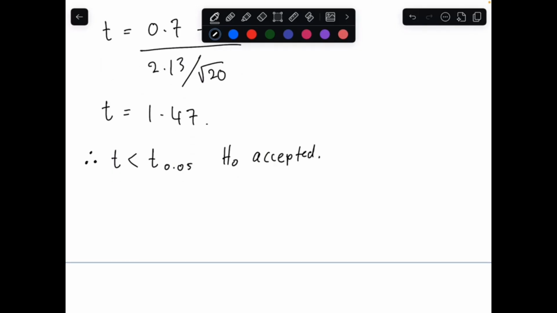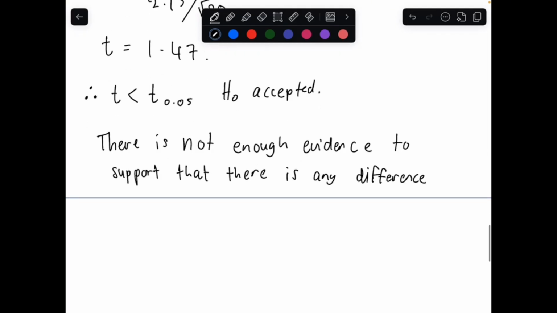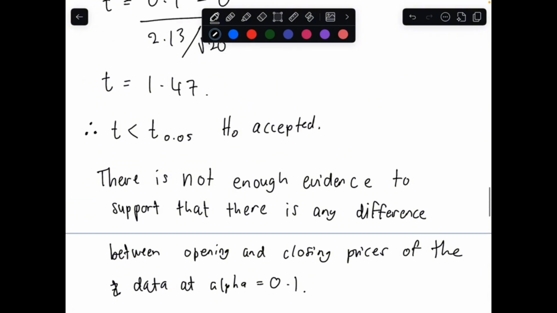So the conclusion is there is not enough evidence to support that there is any difference between opening and closing prices of the data at alpha 0.1. So that's all for question number 4.